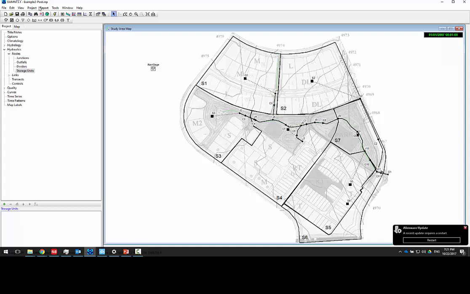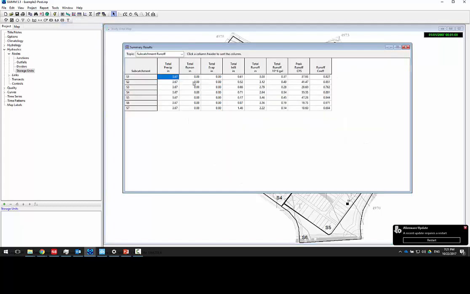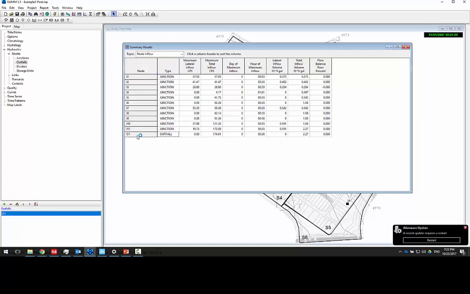Just go to summary results. When you finish, you can see the outfall, and you can see how much the total volume was. Okay, in this case, gallons. You might want to do some unit change, but it's very obvious, right?